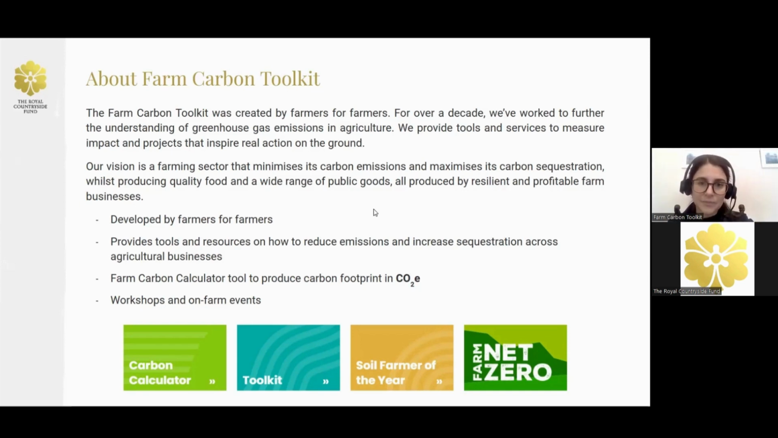We're also very lucky to run the Soil Farmer of the Year competition and the Carbon Farmer of the Year competition and have a big set of trials involved in one of our projects called the Farm Net Zero project based down in Cornwall, where we're looking at novel strategies and measuring what we can do on farm to help with our resource efficiency and the battle against climate change.